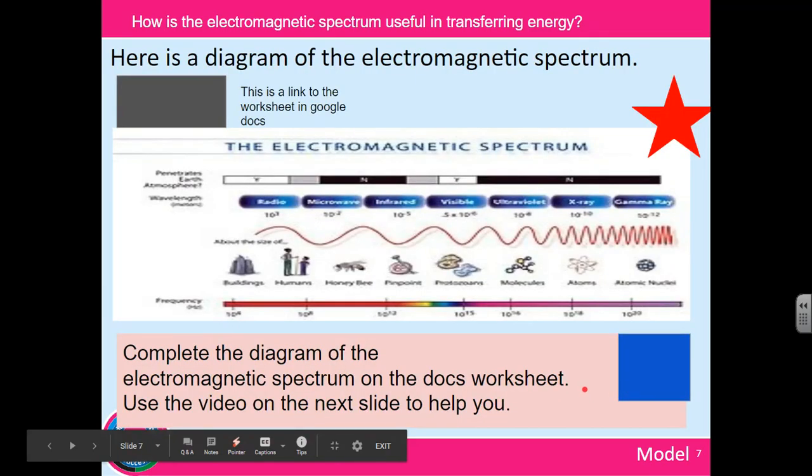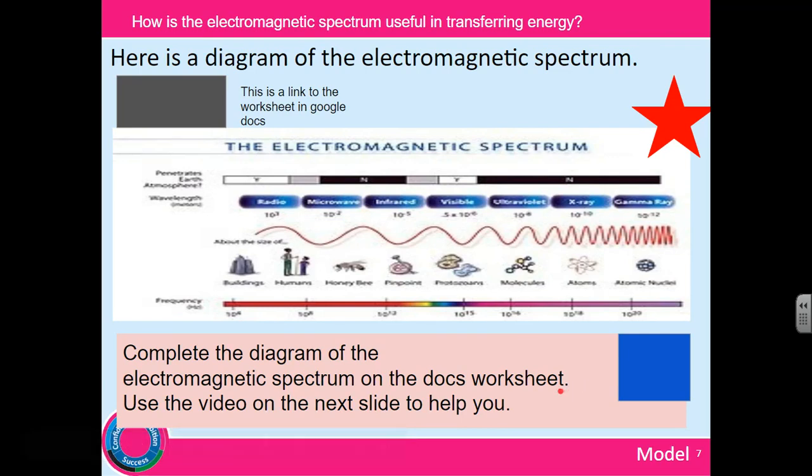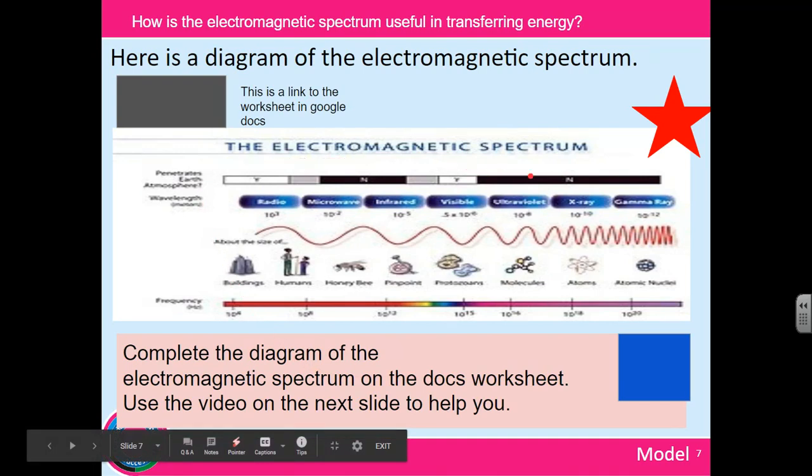Okay, so this sheet is giving you information about the electromagnetic spectrum. It's also giving you information about the task that you need to complete, hence the blue square.